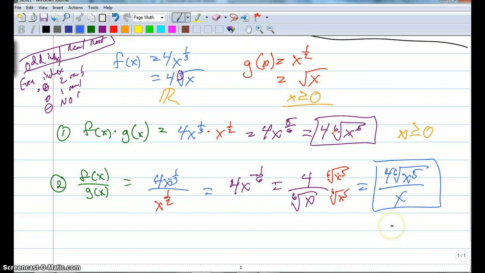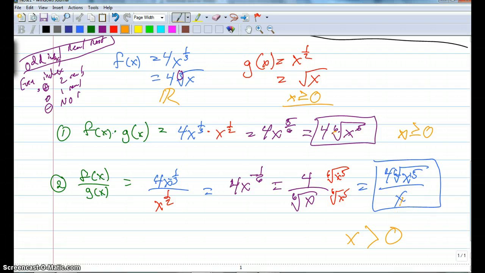So what's the domain here? Well, much like in number 1, we got 4 times the 6th root of x to the 5th. It's an even index, so we can't have negative numbers. We can take the 6th root of 0, but we can't have negatives. But now we have a denominator as well. So that means our domain can't be negative and it can't be 0. So x is going to be greater than 0. We're not going to include 0 this time because the denominator makes it 0.